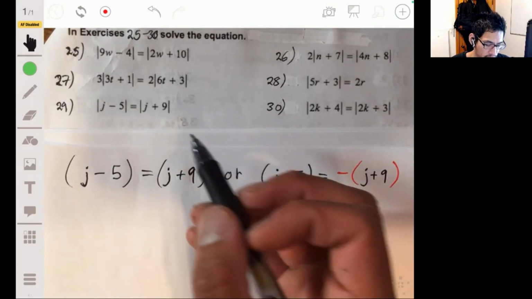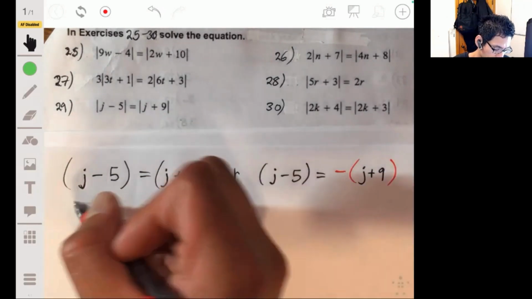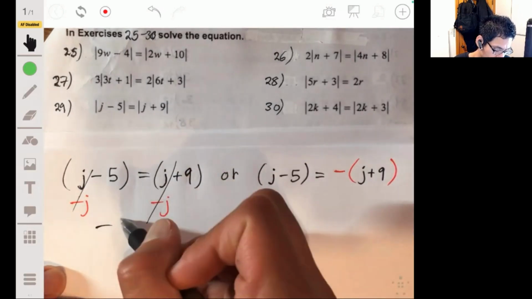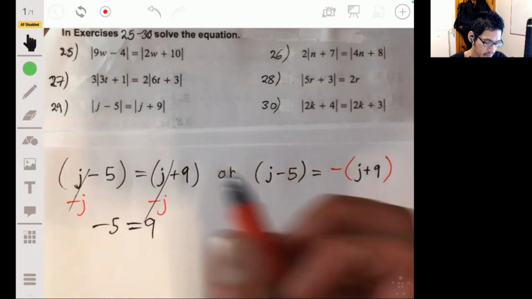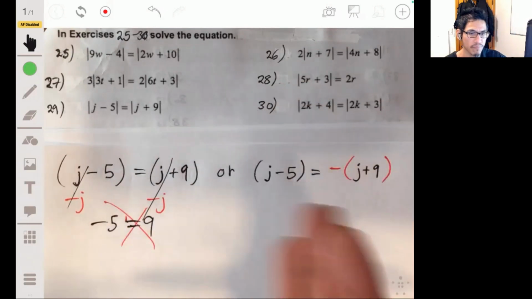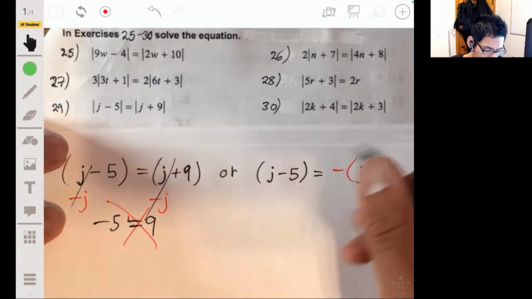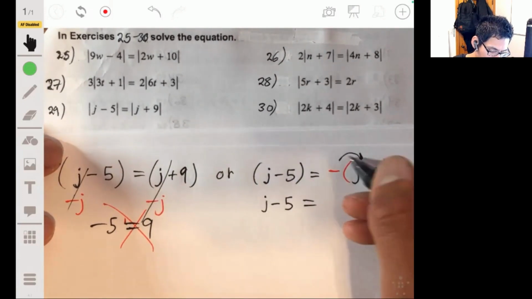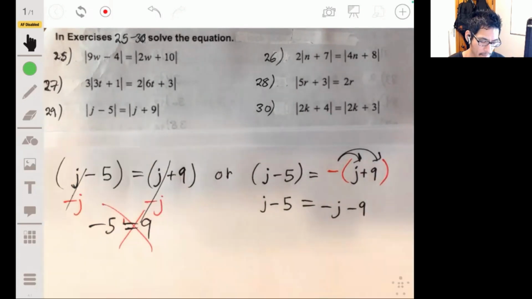You probably noticed something funny. Let's say we take away J from both sides. And we get negative 5 equals 9. We know that's not true, guys. So we just stopped there. This doesn't work. But we gotta check this guy. So we don't have a solution there, but there's still hope. Don't worry, there's still hope to find a solution. Don't give up. So negative 1 times j plus 9, negative j minus 9.